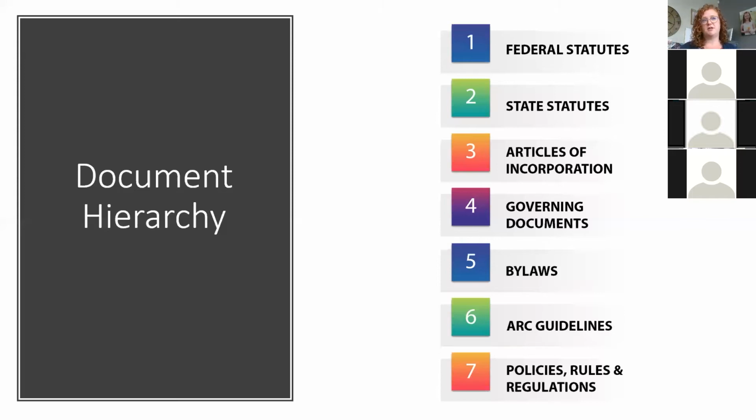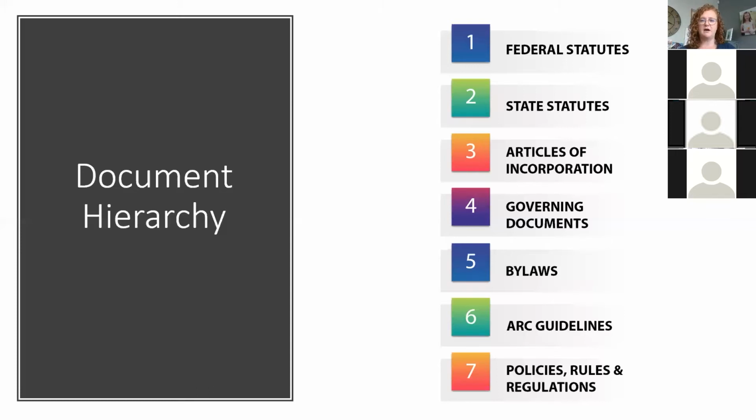Then you have your governing documents, which sometimes we refer to as CC&Rs. They could be a declaration. It depends, again, on what the attorney decided when drafting those documents. But your governing documents establish what the association is responsible for, how assessments are going to be calculated, and the architectural review structure is going to be in your governing documents.